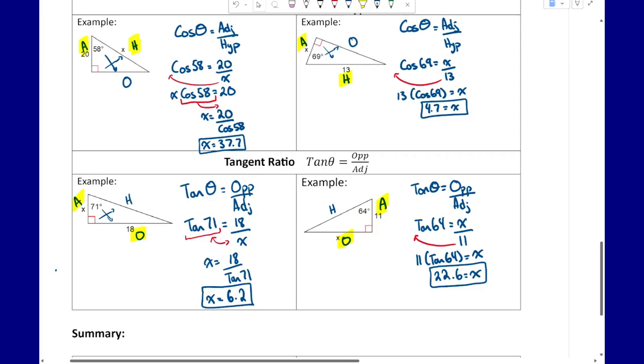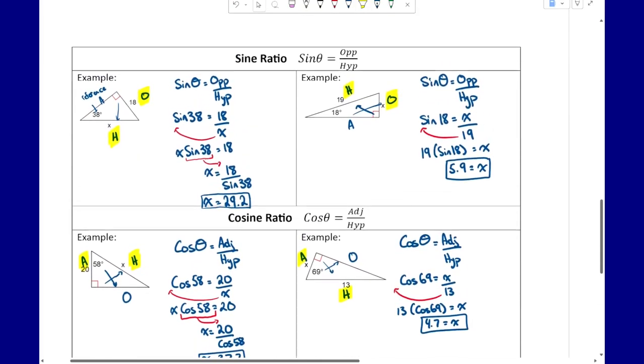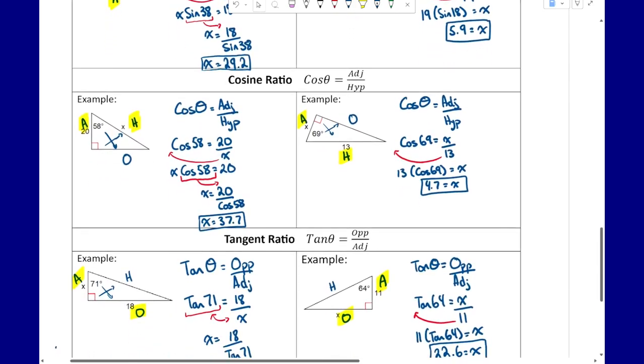So now we've gone through each ratio and we've done 2 examples of each. And really, those are the only scenarios you're going to be coming across. You're not going to have a third scenario for the different ratios, at least for finding a side length. This is pretty much the different scenarios that you're going to come across.